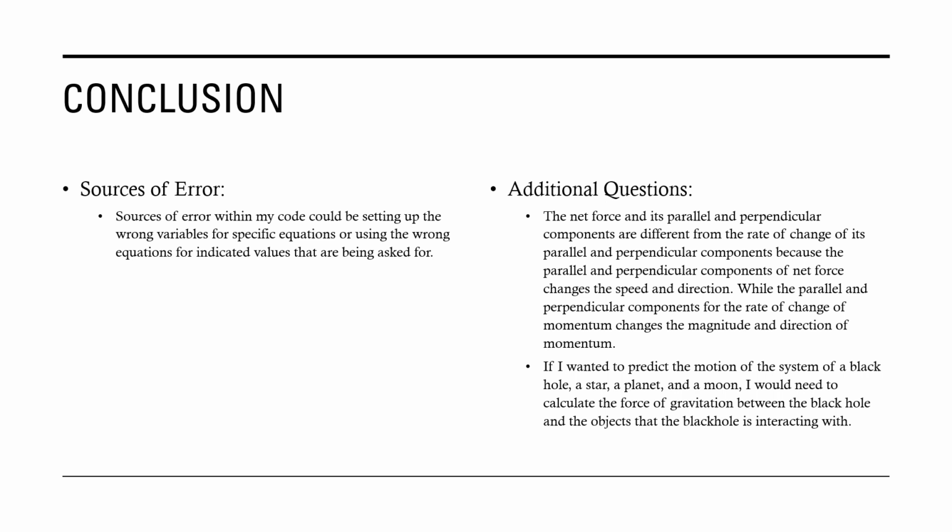If I want to predict the motion of the system of a black hole, a star, planet, and moon, I would need to calculate the force of gravitation between all of the objects.